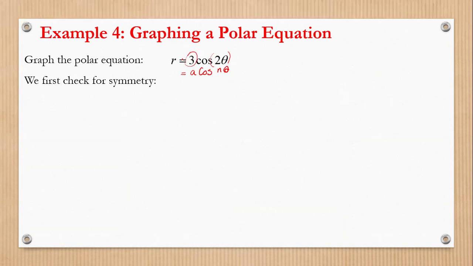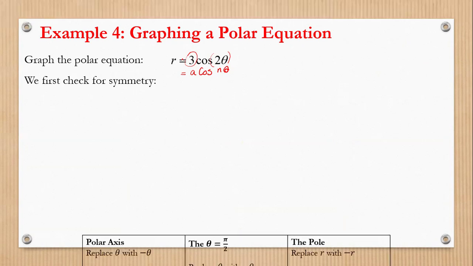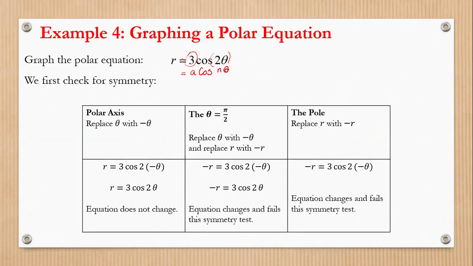If I replace theta by negative theta, what happens? We have cosine of negative theta, and the cosine of negative theta is exactly the same as the cosine of theta, which means nothing changed. So we can say yes, it's symmetric about the polar axis. The equation doesn't change, so the answer is yes.